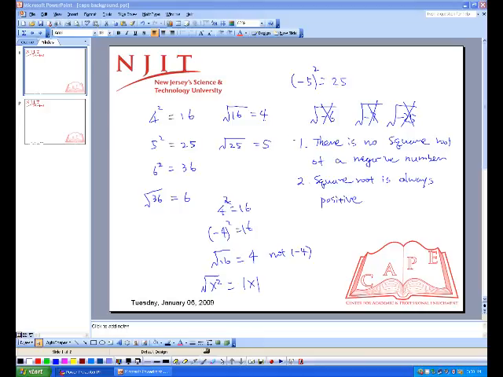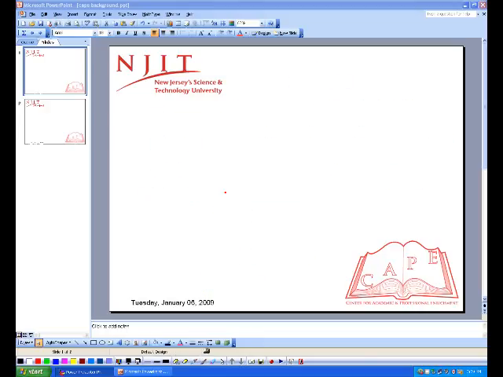Okay? So let's review that. The square root is the reverse operation of the square. And the two rules are: one, there is no square root of a negative number. Two, the square root is always a positive number. You cannot have a negative number. It's always positive. So that concludes the definition for the square root, and we could do some examples.